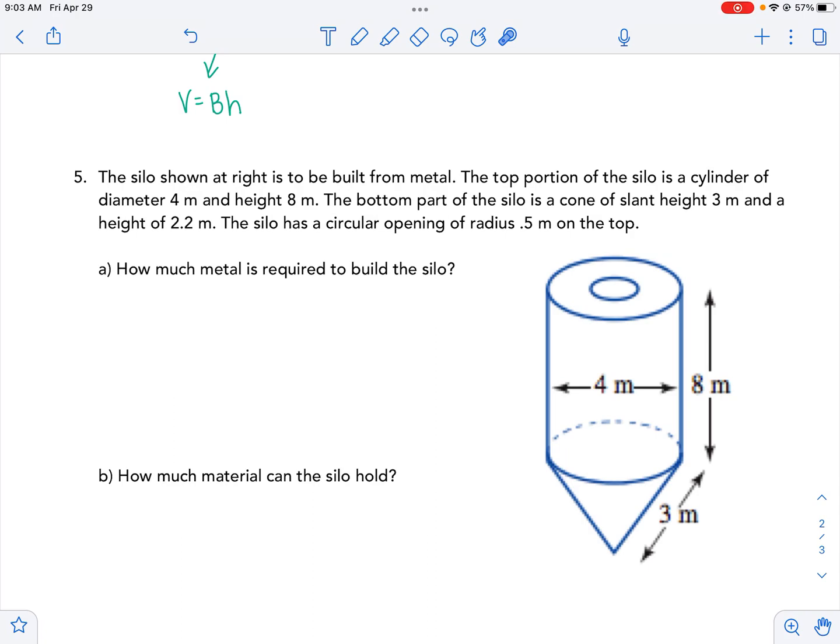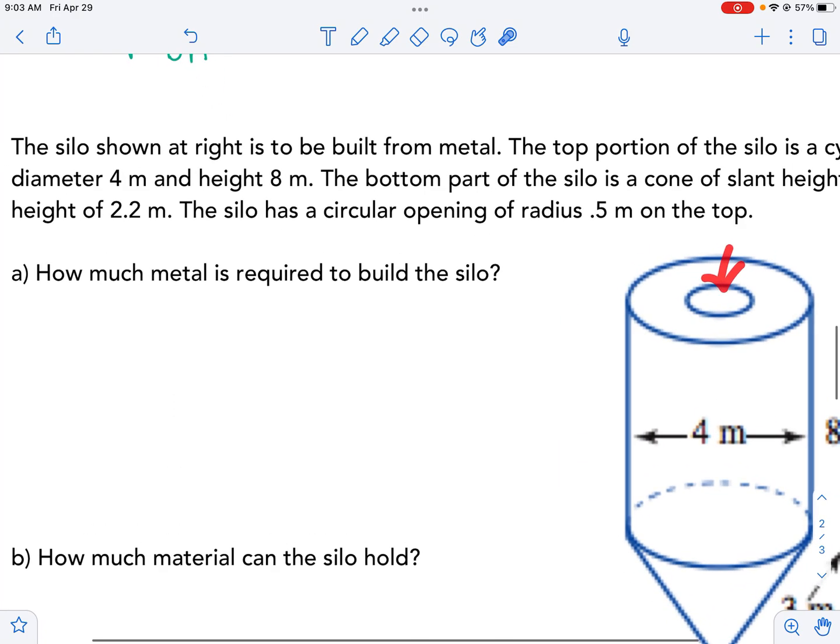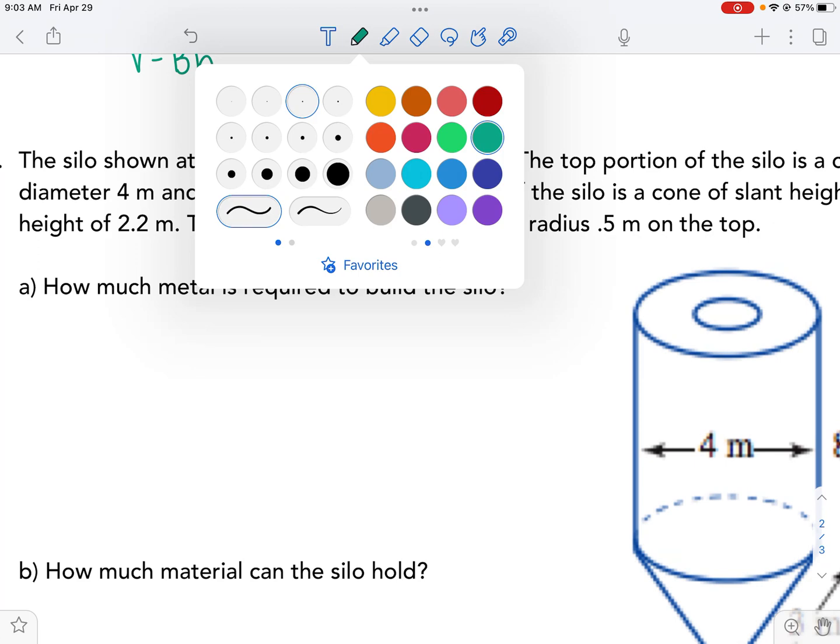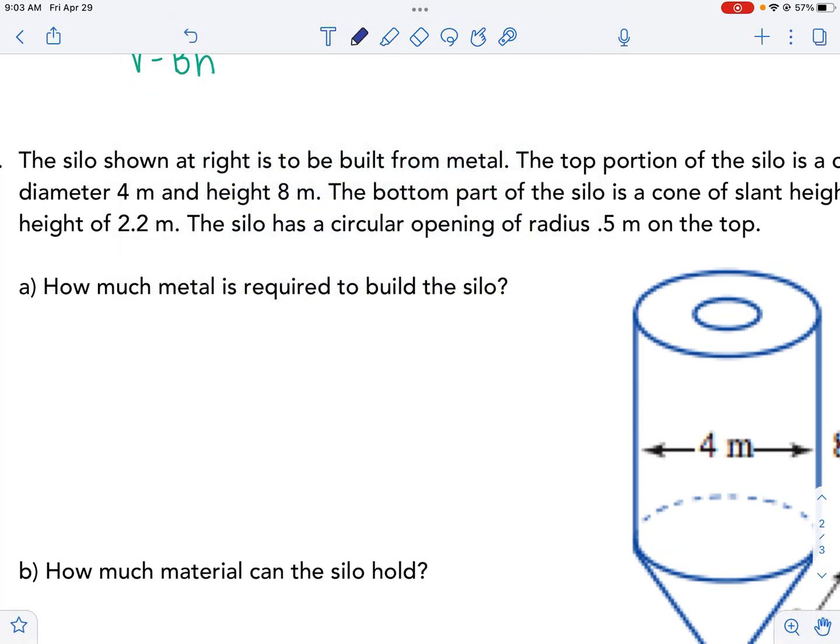One says A, how much metal is required to build the silo? So if we're building this from metal, well, we're not filling it in with metal, then how are we supposed to put anything inside? So how much metal is required to build the silo? I'm going to give you a minute to think. Would that be surface area or volume?